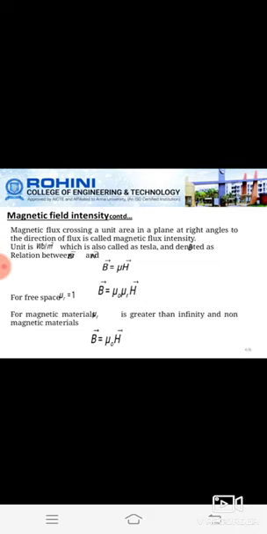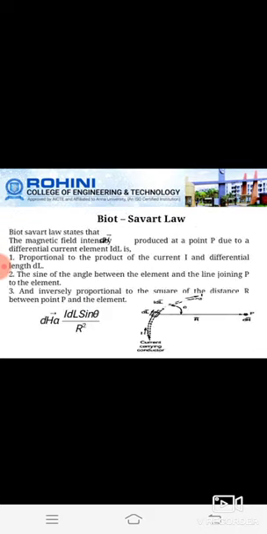For any other region, the relative permeability is specified as mu r, and mu is equal to mu naught into mu r. So the relationship we can write is B vector is equal to mu into H vector, that is mu naught into mu r into H vector. For free space, B vector is equal to mu naught into H vector. In the case of non-magnetic media, mu r is equal to 1. For magnetic material, the mu r value is greater than unity.